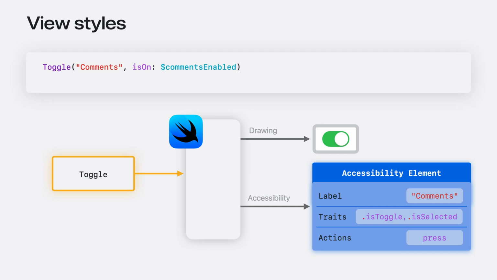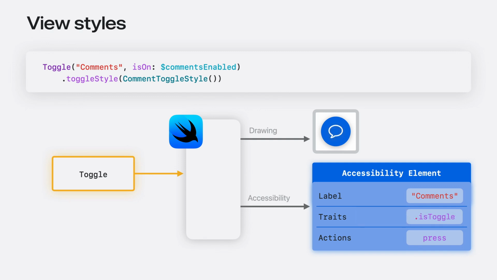Attributes and actions are applied to the view even when changing a view's visual style. When changing the style using the toggle style modifier, the visuals of my toggle will update, but its element keeps its label and traits. And when the custom toggle is tapped, its element's attributes reflect the new state of the toggle.